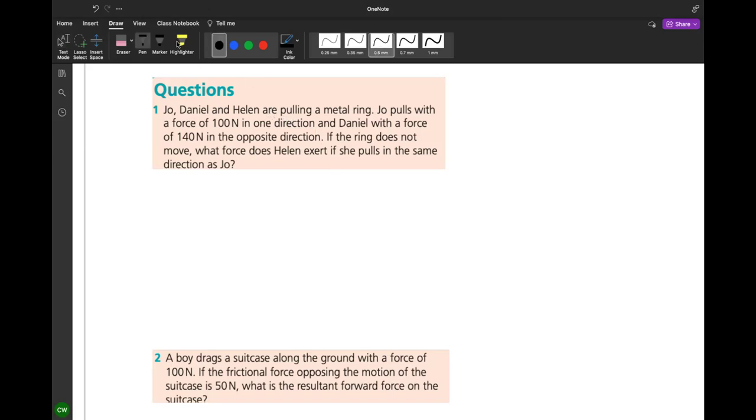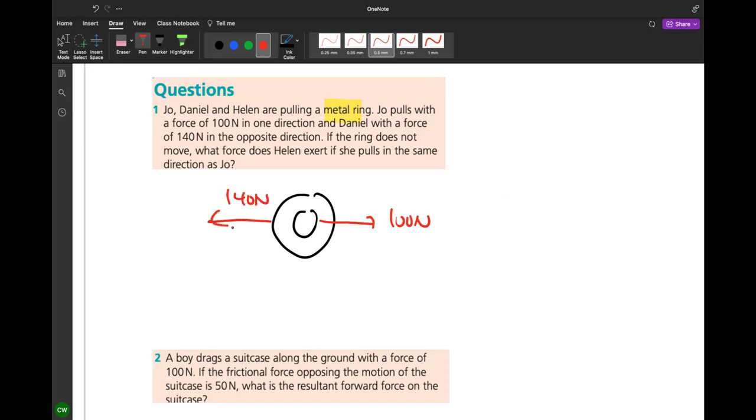Okay, let me show you one example. This is the metal ring. So Joe pulls with one force, 100 Newton. Daniel pulls another force in the opposite direction. This is by Daniel, this is by Joe, and this is the Daniel. The ring doesn't move.